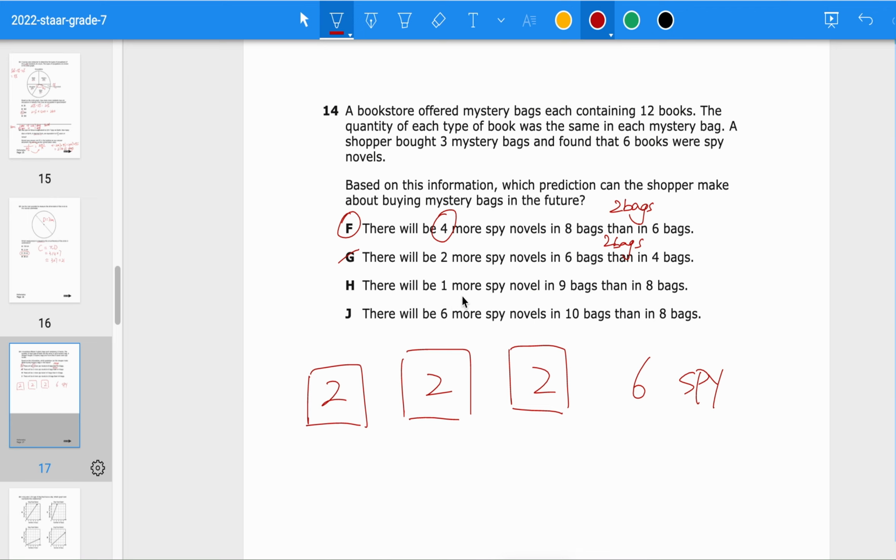H, there will be 1 more spy novel. No, we know each bag has 2, so there will be more than 1. And 6 more spy novels in 10 bags. We already know 10 bags to 8 bags, there are 2 bags more. So 2 bags more, that should be 4. So this one is not right. So we know for this one, F is the correct answer.